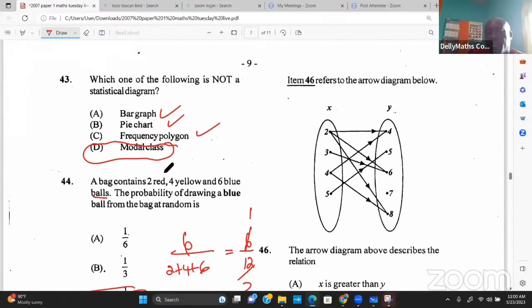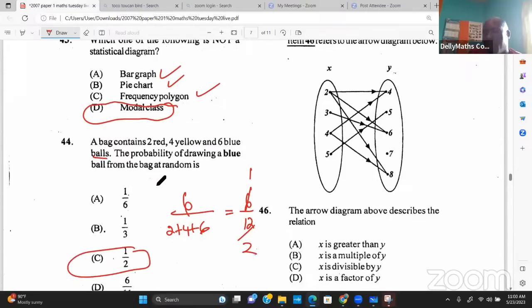Let's go to 46 right there. All right, so this one says item 46 refers to the arrow diagram below. Please look at where the arrow is pointing. The arrow is coming from X to Y. We're going to eliminate. A lot of times you're going to have to eliminate things that are not so that you can see what is, right? So the arrow diagram above describes the relation. So there is a relation. Let's see what the relation is.